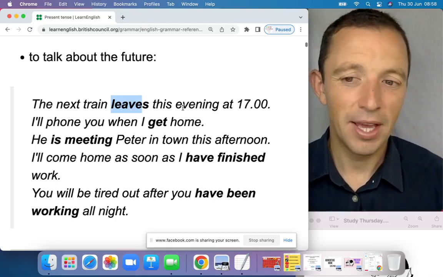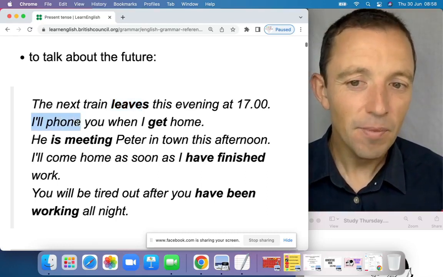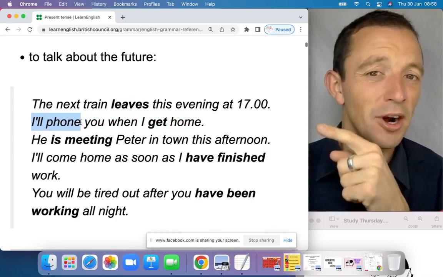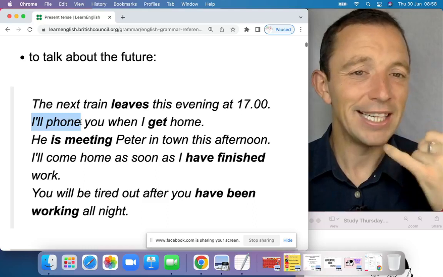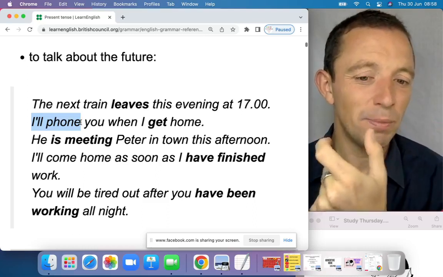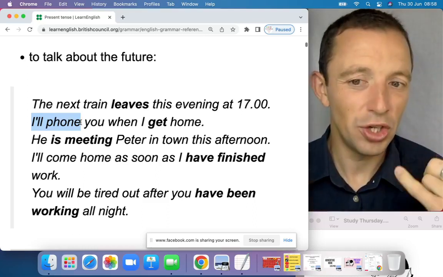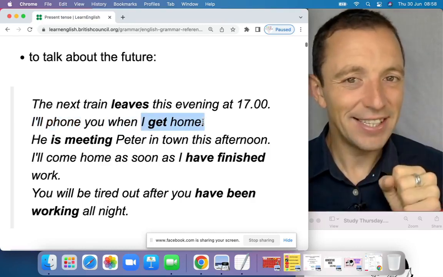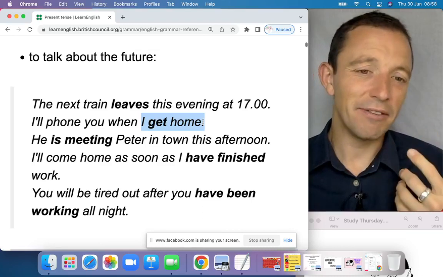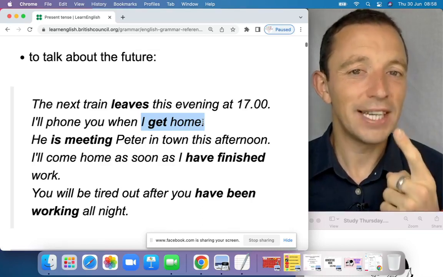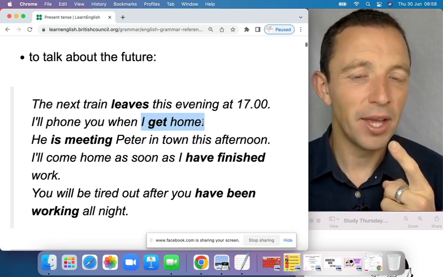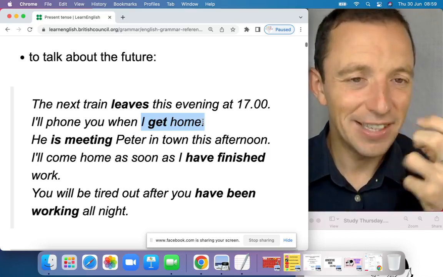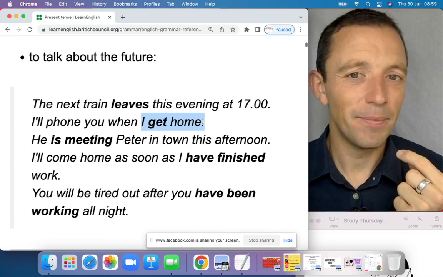Very interesting. Next, I will phone you when I get home. So the first verb is phone, and it's with the modal will to express the future. I will phone you when I get home. The verb to get is flexible with different significances, and one significance is to arrive. I get to the cinema, I get to the shopping center, I get home, I arrive home.